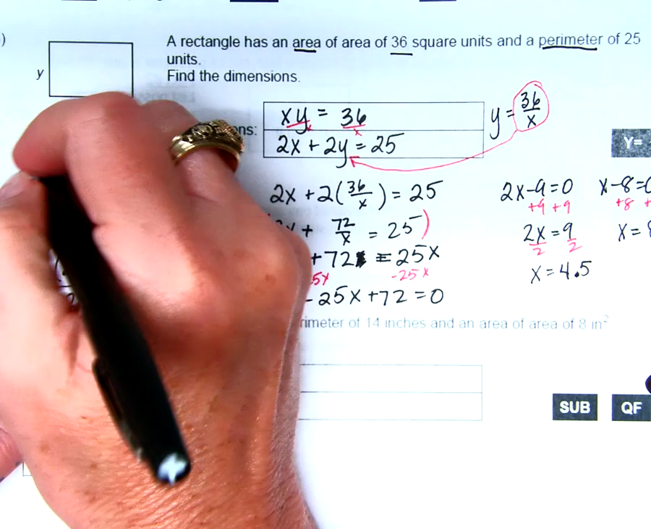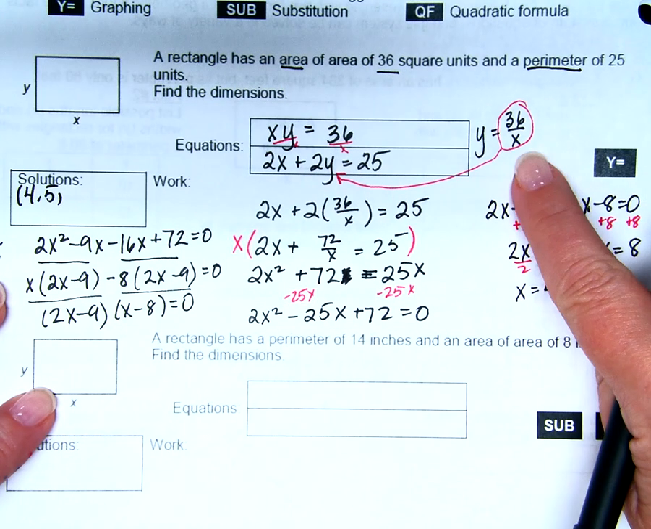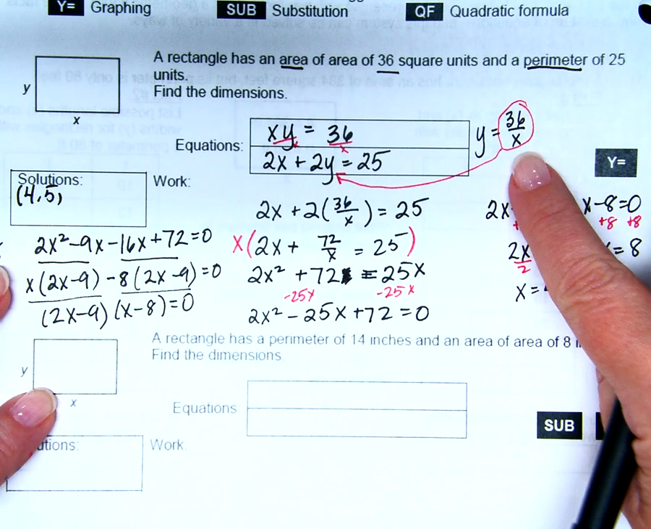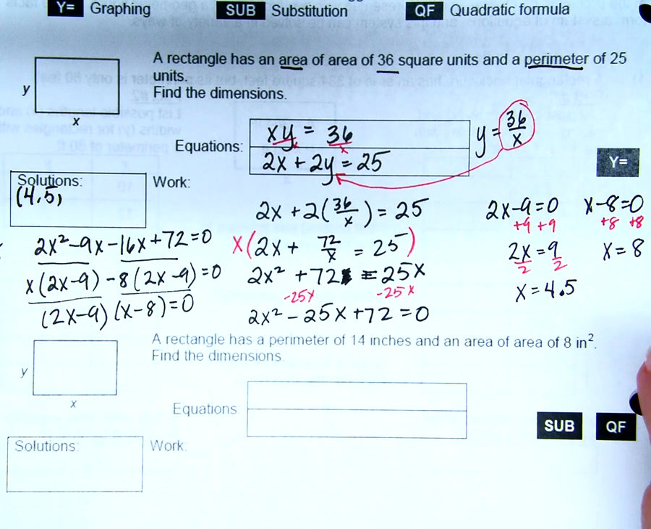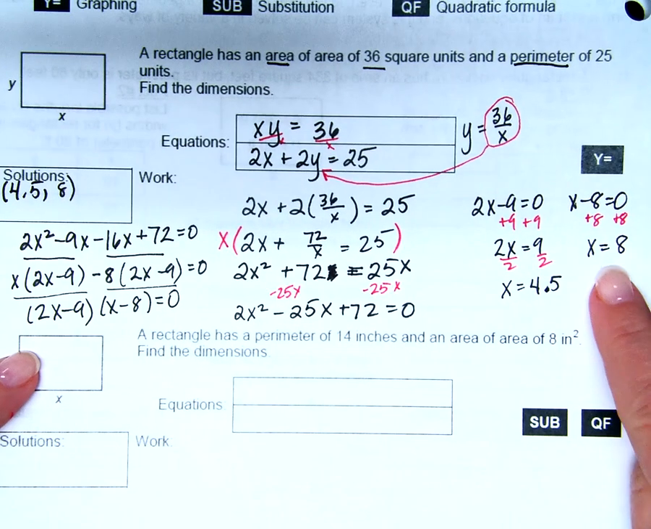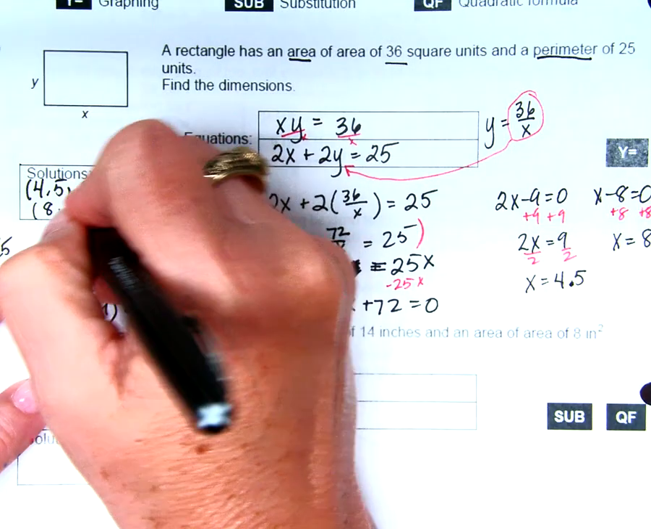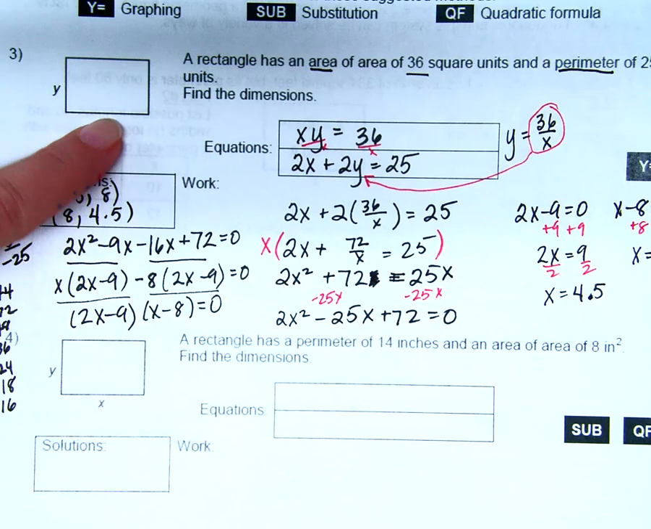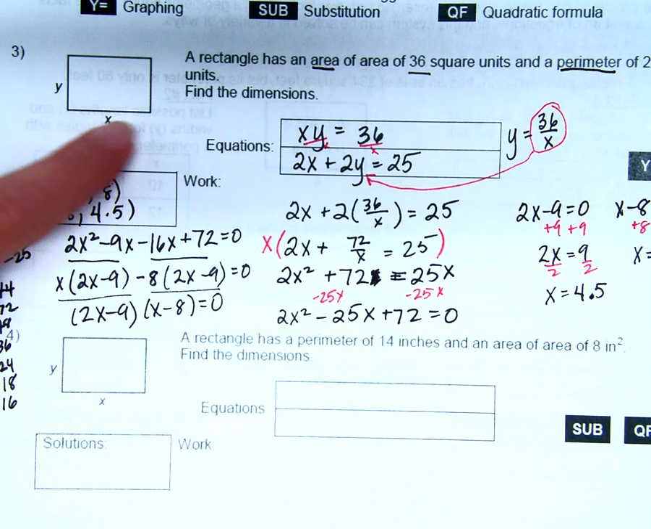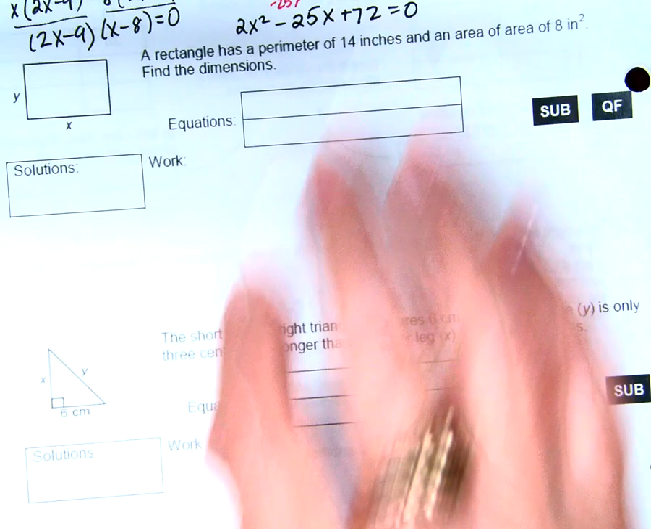Okay, so if x was 4.5, what is y? What's 36 divided by 4.5? So if x is 4.5, y is 8. What if x was 8? If x was 8, what is y? 4.5. That means if this is 4.5, this is 8. And if this is 8, then this is 4.5. Does that make sense? Any questions?